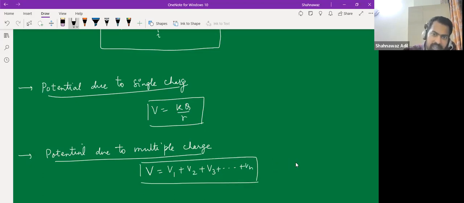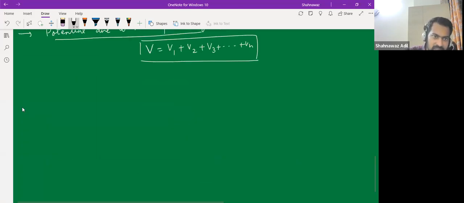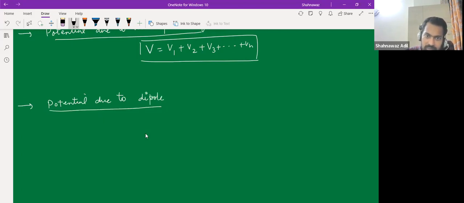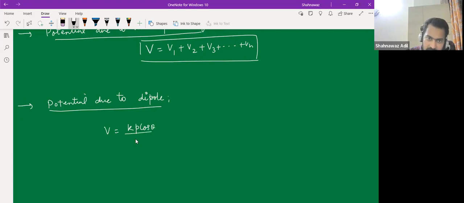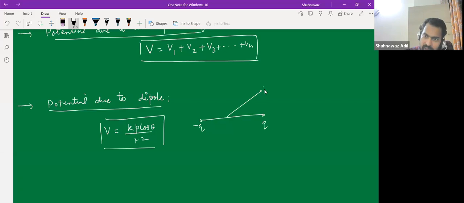This we learned, and then as you were saying, after this, we learned the potential due to dipole. So what was the potential due to dipole? Can you tell me? Kp cos theta by r square. Yes, correct. Absolutely good. So Kp cos theta by r square, right? So we had a dipole, and we calculated the potential at the point which was making an angle theta.